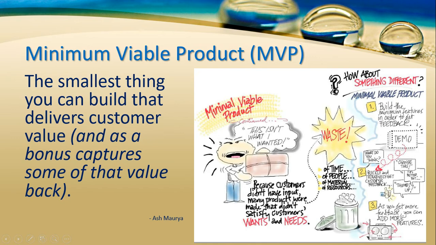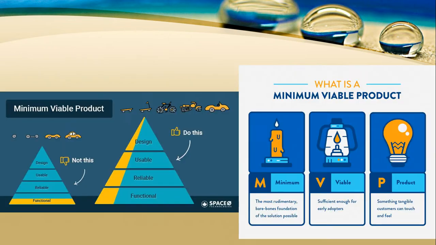Second is to quickly and iteratively get the customer feedback by conducting demonstrations, asking what they wanted to change, asking them if it's better. And lastly, as you get more feedback, you can add more features to your minimum viable product. So the minimum viable product is not focused solely on the functional part, which are not usable to your customers' end.